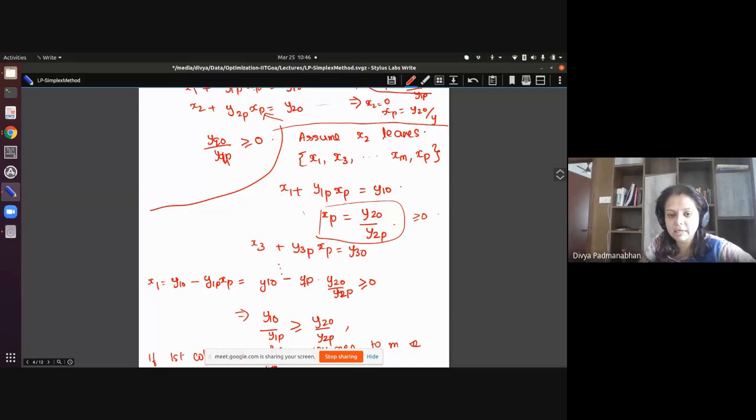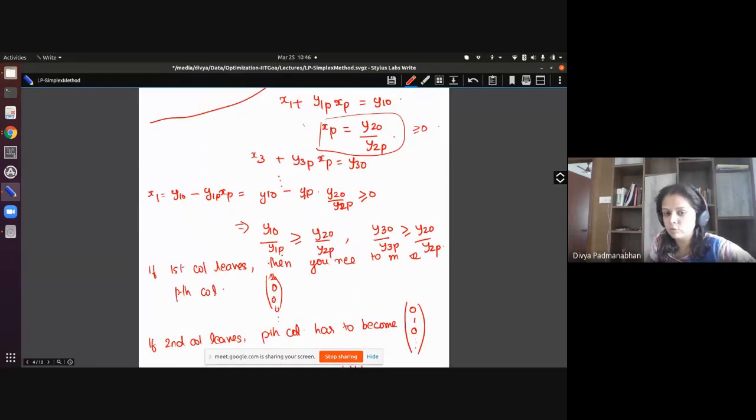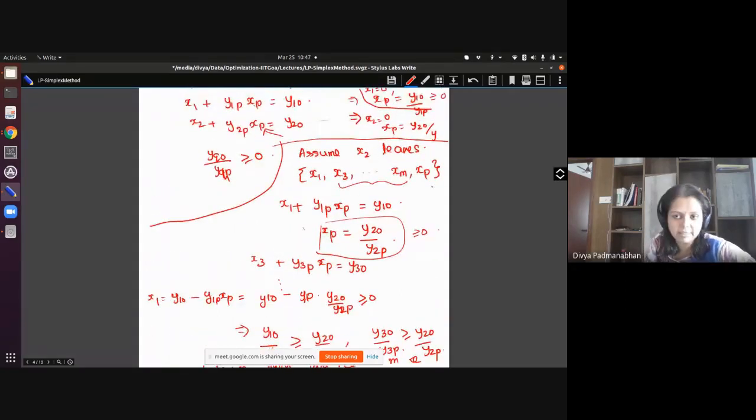Okay, so this condition has to be true. Now, similarly, when you write this out for x3, you're going to get that Y30 by Y3P should also be greater than Y20 by Y2P. So this is going to be true for every other variable. In short, in order to maintain feasibility, this value Y20 by Y2P should be the lowest among all these ratios. If you take Y10 by Y1P, Y20 by Y2P, Y30 by Y3P, and so on, this value has to be the smallest if you want to ensure that 2 leaves the system. So that's exactly what this condition is.